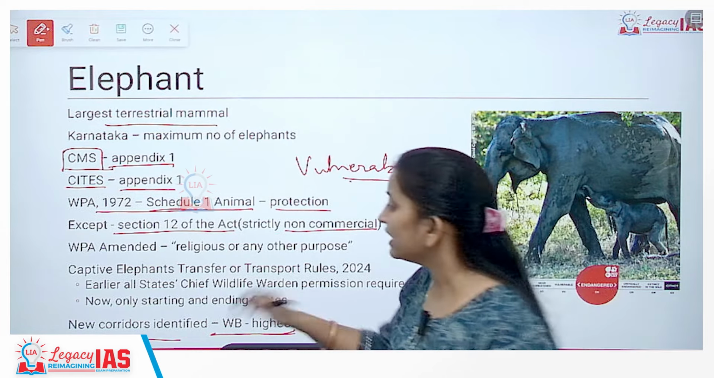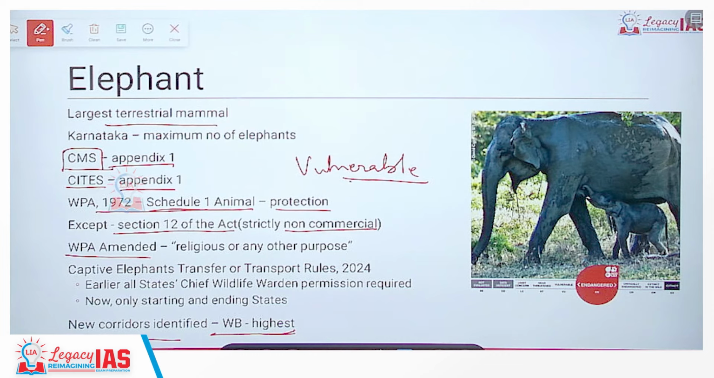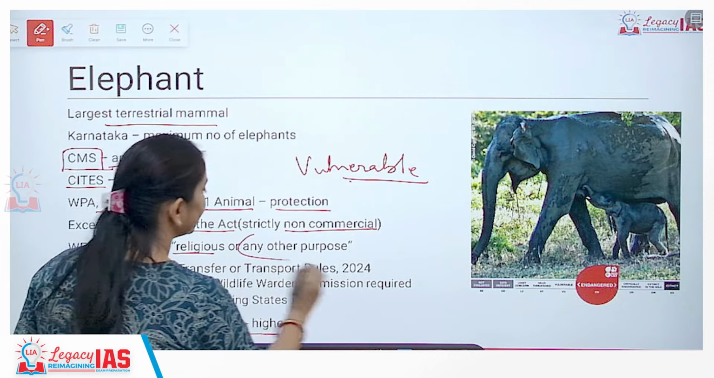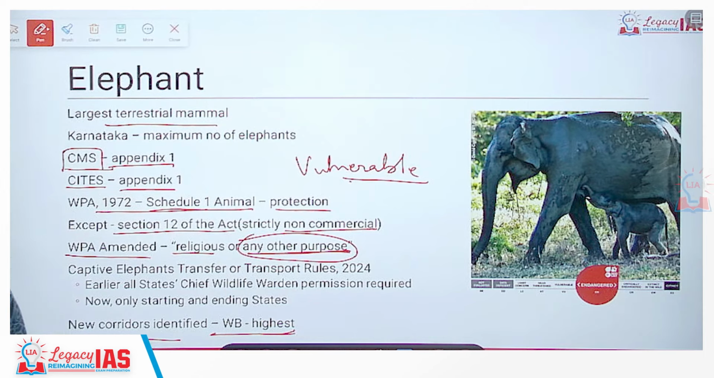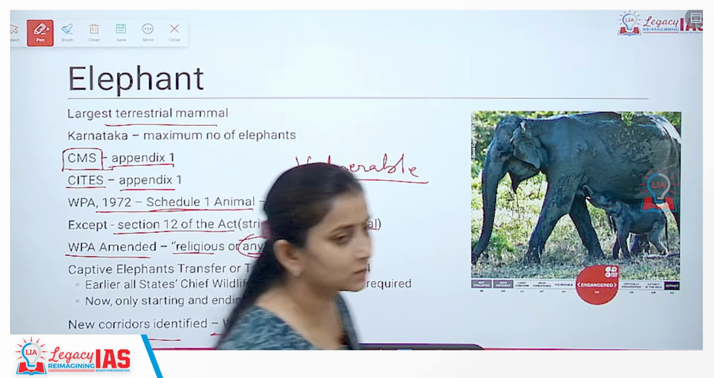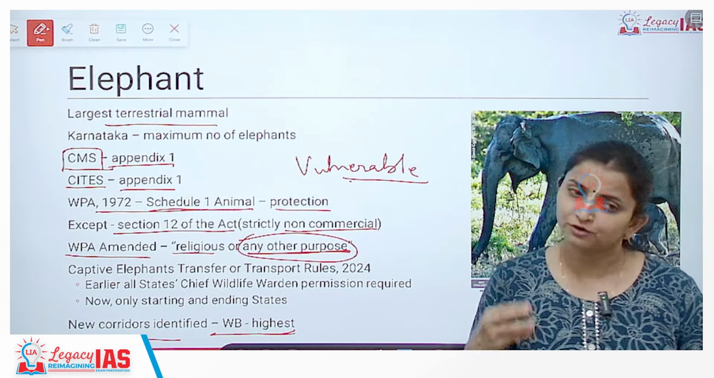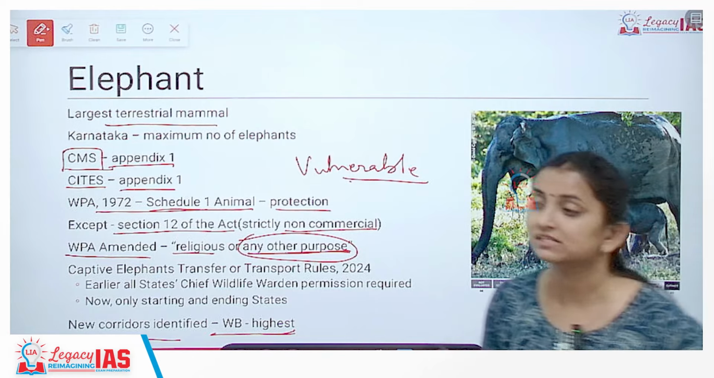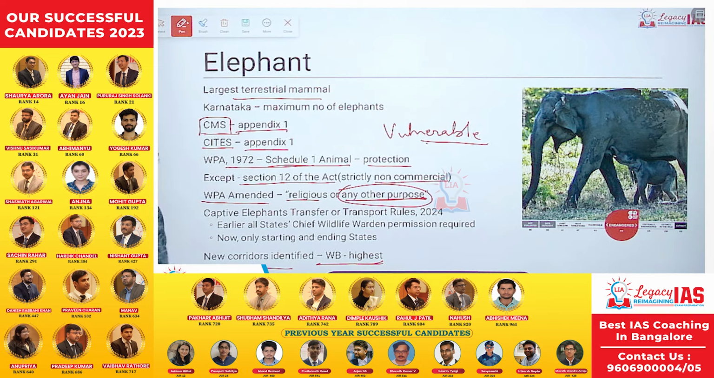Okay? Now the current government has amended the Wildlife Protection Act and said that elephants can now be transported from one region to another for religious or any other purposes. Now this is the controversial part of the law, and that is why the Wildlife Protection Act was most discussed. The amended act was most discussed because now we have a clause that they can be transported for religious and any other purposes. Now what do we mean by any other purpose? This is not clear. Okay? This has not been clarified by the law. So this can be a loophole.